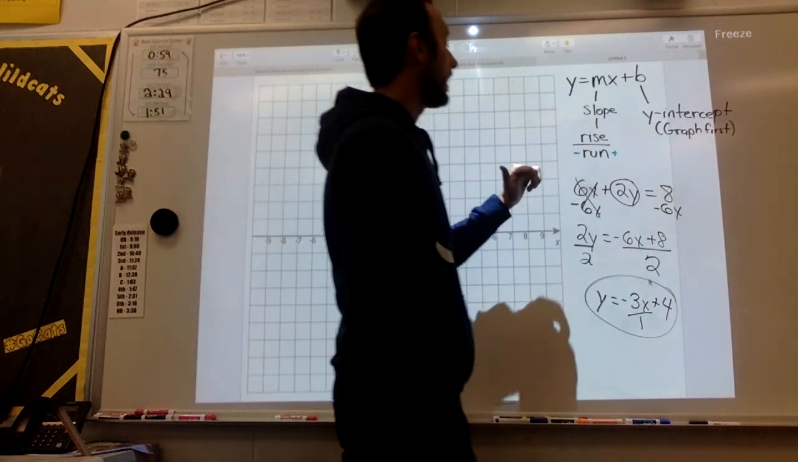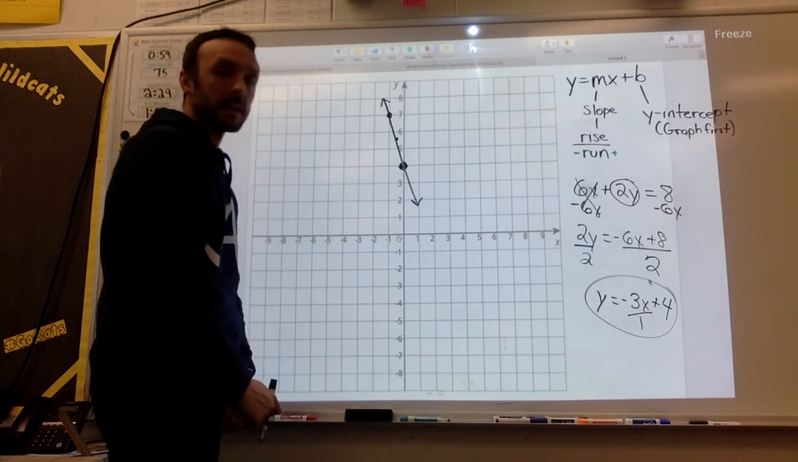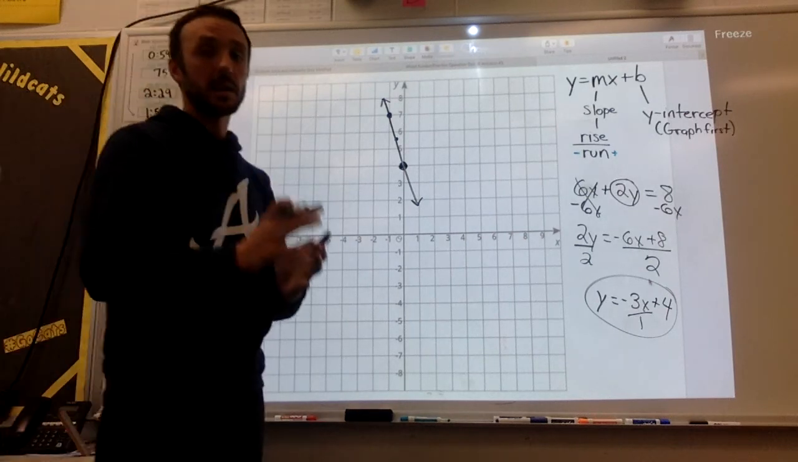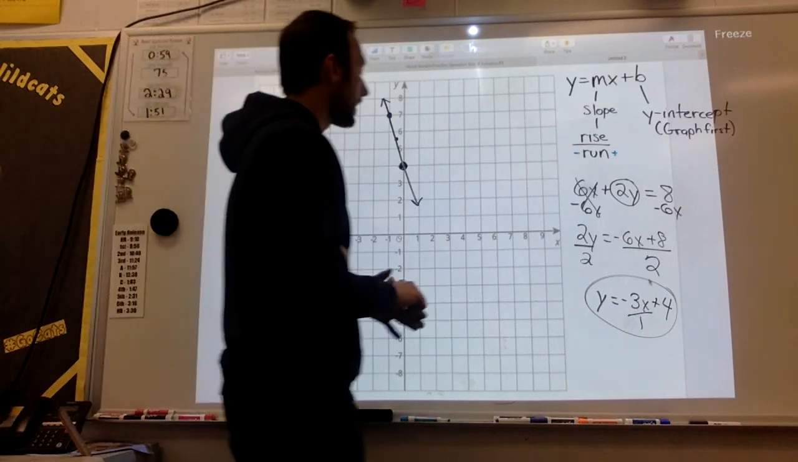So if I give you an equation that's not already in slope-intercept form, you just need to solve that equation for y and then graph it in slope-intercept form. Hopefully this helps.